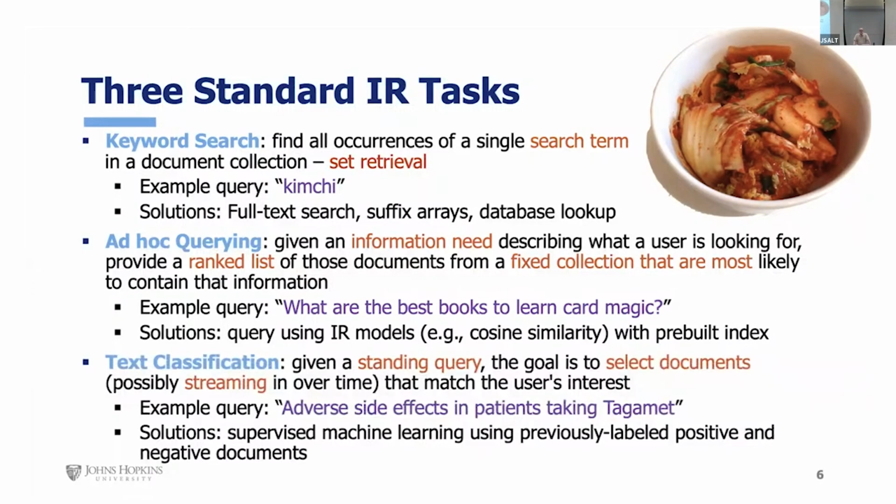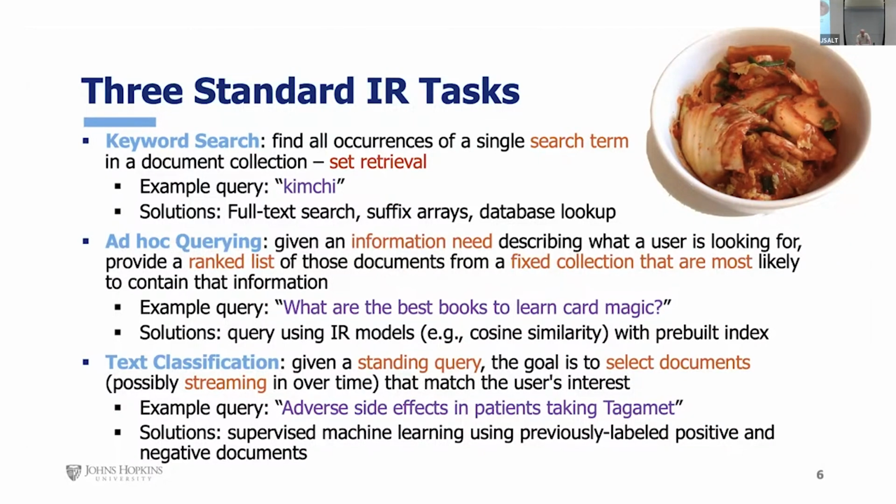The third is text classification. This is sort of the inverse of ad hoc querying. In ad hoc querying, you have a fixed document collection and your queries are changing. In text classification, you have a fixed query and your documents are changing. So maybe you want to know about any adverse side effect on a patient taking Tagamet. That's the kind of thing where there'll be documents coming along as they're produced, and whenever there's one that's relevant, you need to set it aside. So that's a classification problem.